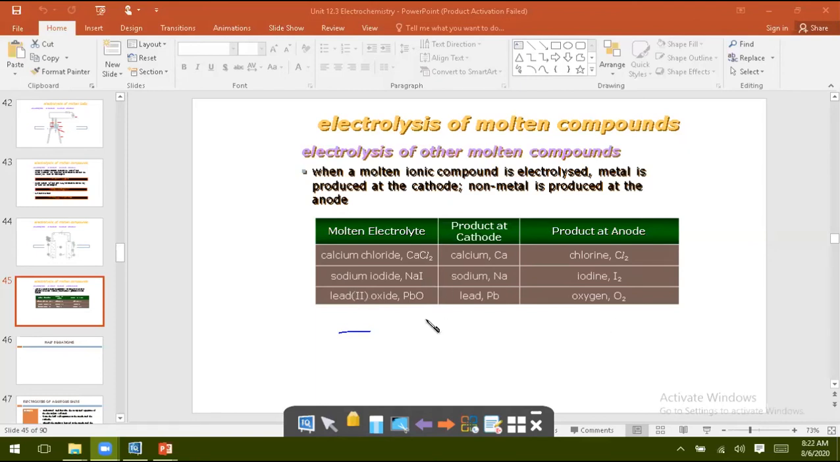All right, let's continue. For lead oxide, if we are looking at the electrolysis of molten lead oxide, then the product at the cathode will be the metal, and the product at the anode will be the non-metal.